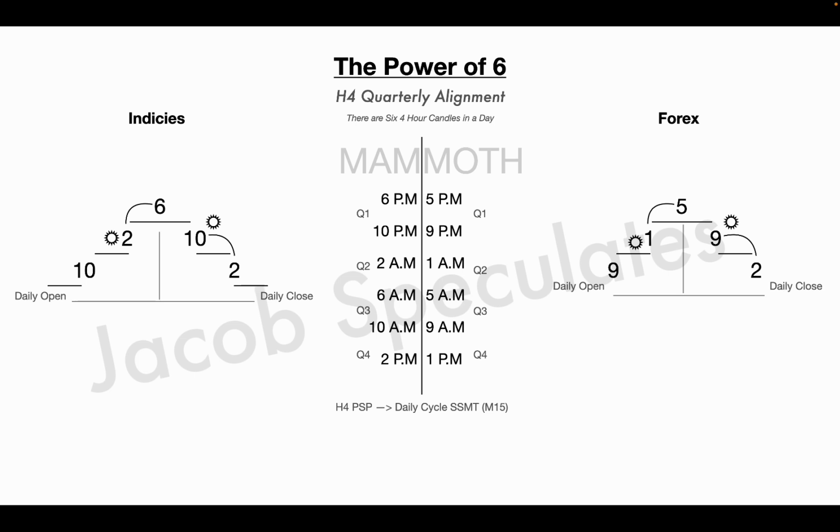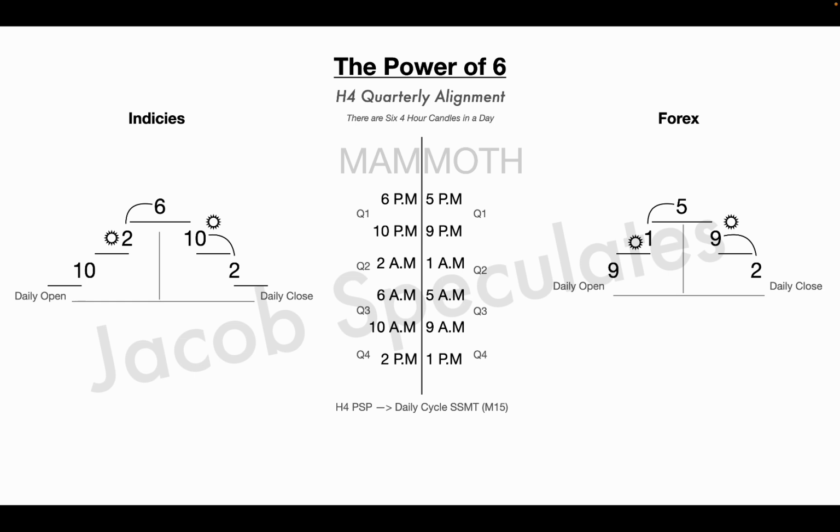So if the 2 a.m. candle within the indices triad creates a precision swing point, then the 6 a.m. candle will look back on the 2 a.m. candle and gauge another cracking correlation. During the PM session, if 10 a.m. made a PSP, then we will look at the 2 p.m. to look back at the 10 a.m. candle and gauge another cracking correlation, creating a daily cycle SMT.